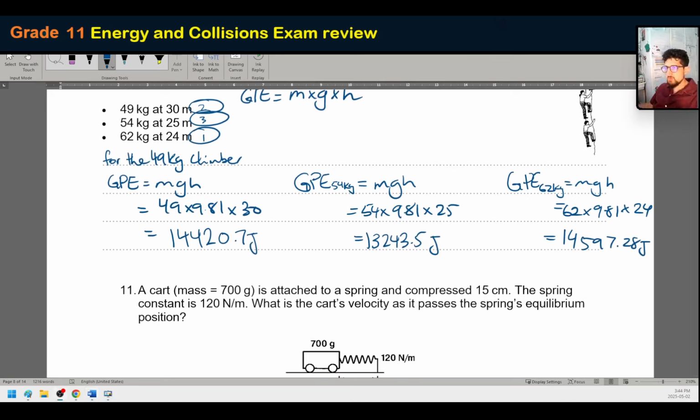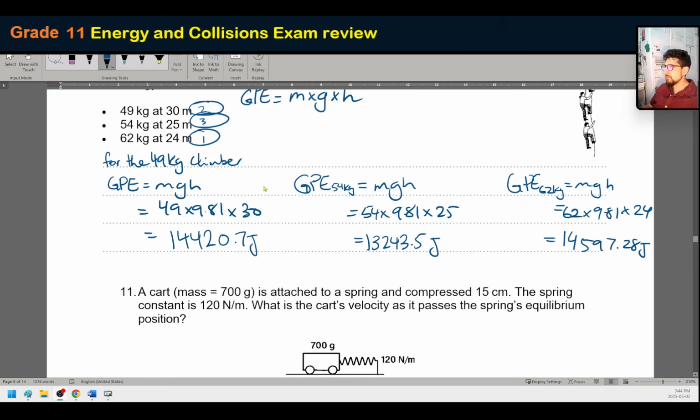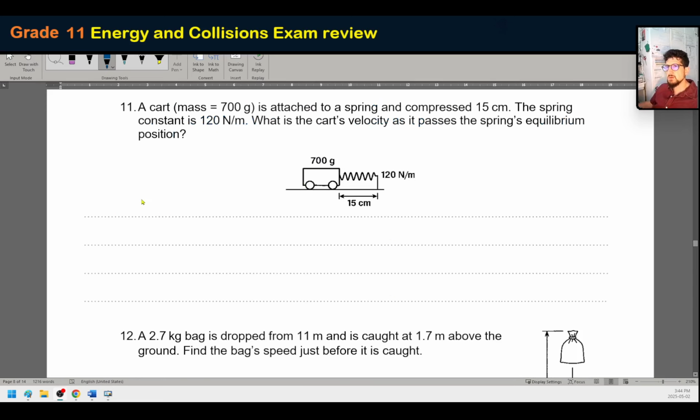Okay, and we're back. So let's keep going. What are we up to now? Here we go. A cart of mass 700 grams. First of all, remember what I told you: if it says grams, change it to kilograms. So that should be 0.7 kilograms. How do I know that? Because there are 1,000 grams in a kilogram, so you divide by 1,000.